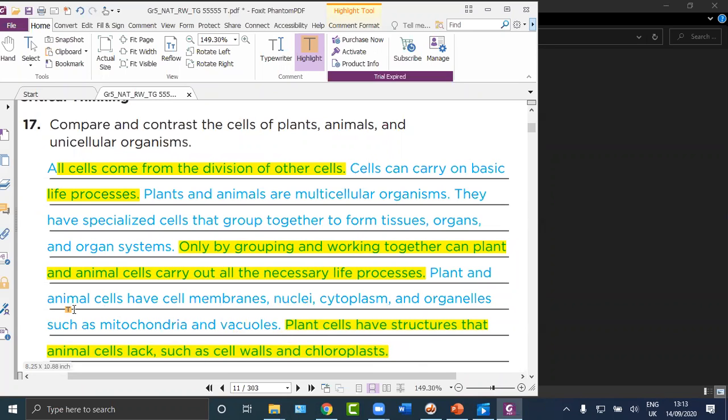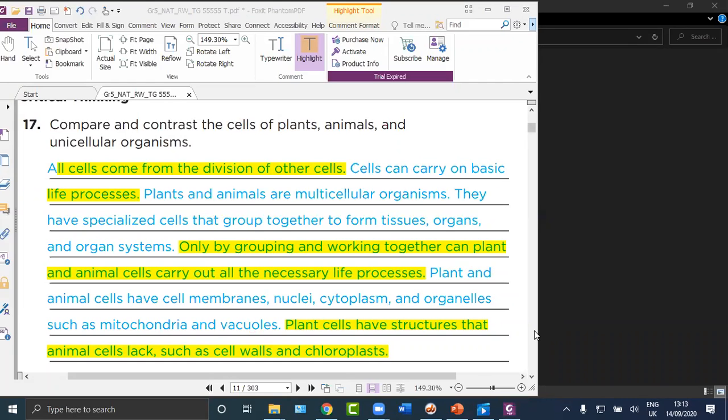Clear? Plant and animal cells have cell membranes. There's a comparison between plant cells and animal cells. Plant cells and animal cells have cell membranes, nuclei, cytoplasm, and organelles such as mitochondria and vacuoles.